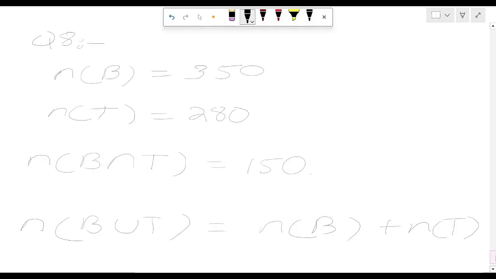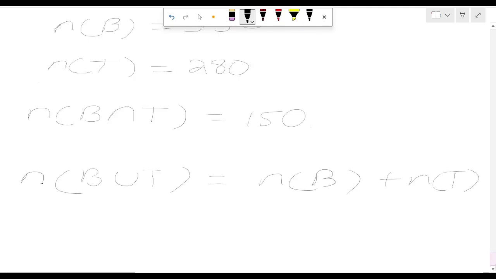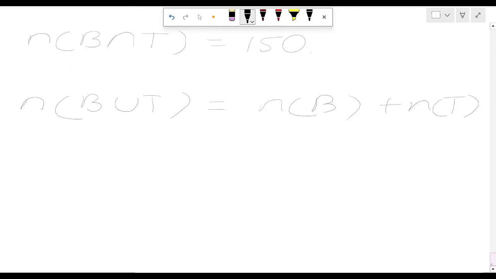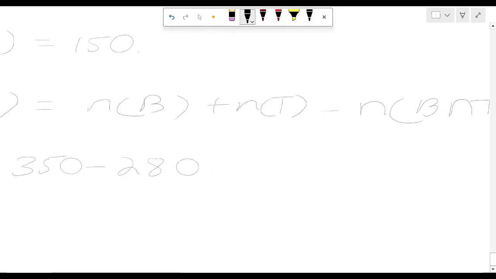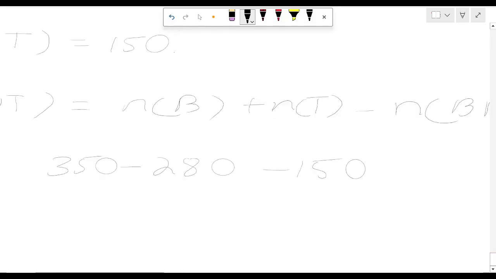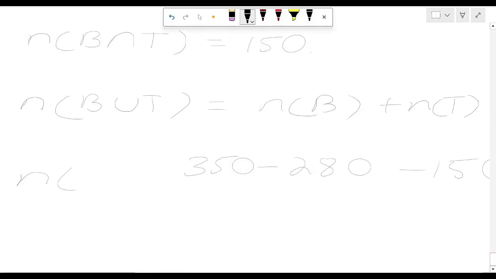Since n of B is 350 and n of T is 280, we will add these two values and then subtract 150, and we will write n of B union T is equal to this. Okay, so the answer of n of B union T will be equal to 480. So this is the answer.